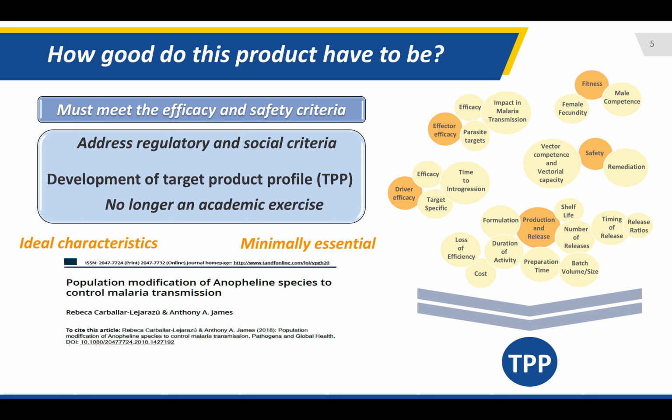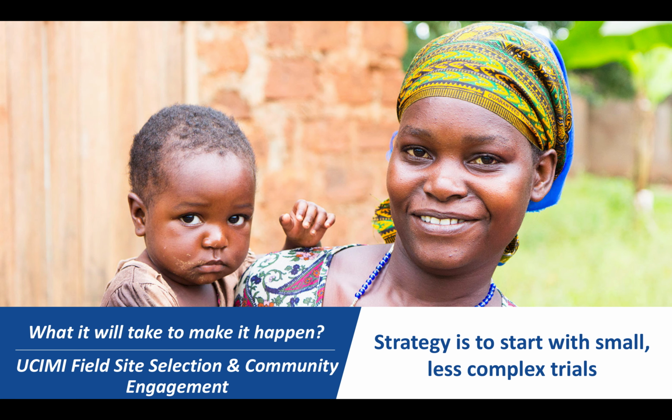The most important part is that target product profiles describe the ideal characteristics versus the minimal essential characteristics that the system has to have, and we believe that all this information has to be informed by modeling. Lastly, what it will take to make it happen.